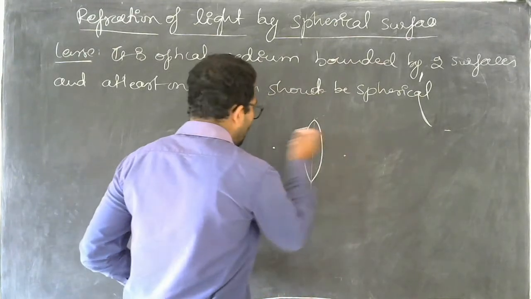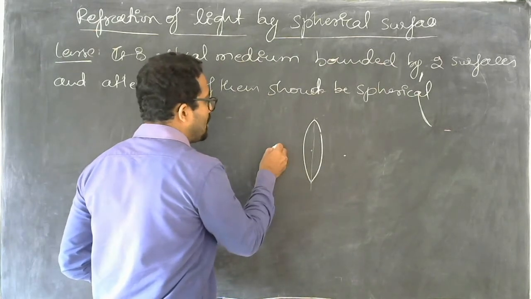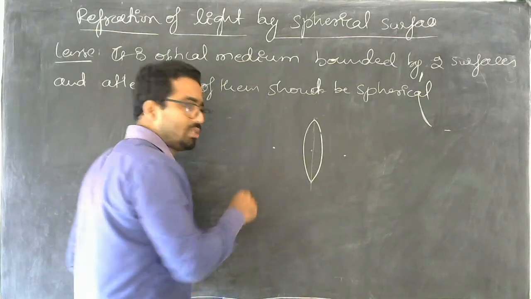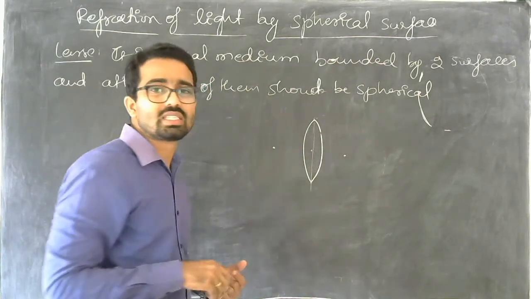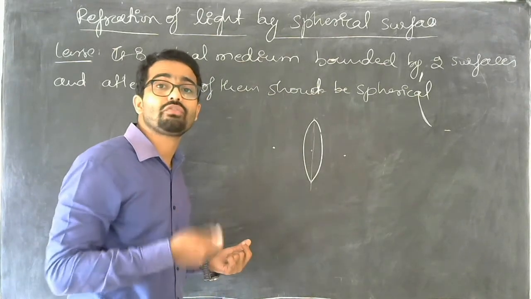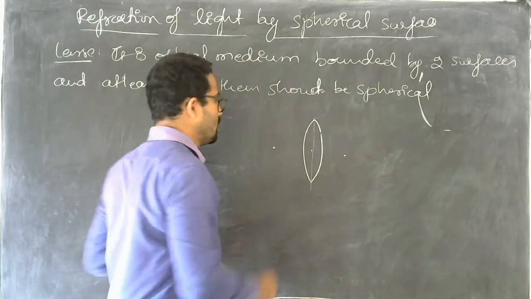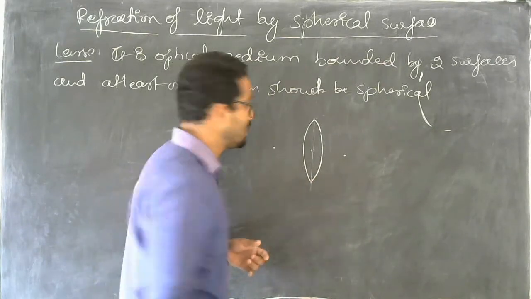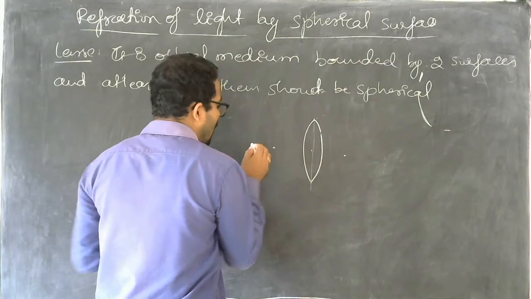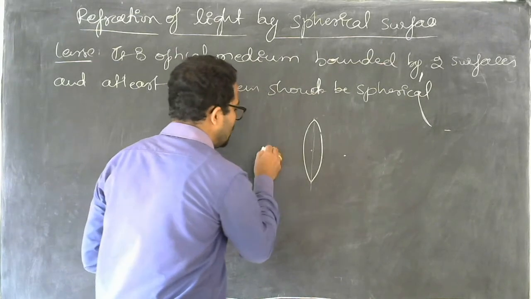Then I draw a line which joins the center of curvature. This is the center of this spherical surface, right? That's why this point is called the center of curvature. Curvature is this curvature, and its radius is the radius of curvature. So I will draw a line which connects the center of curvature and the optic center.